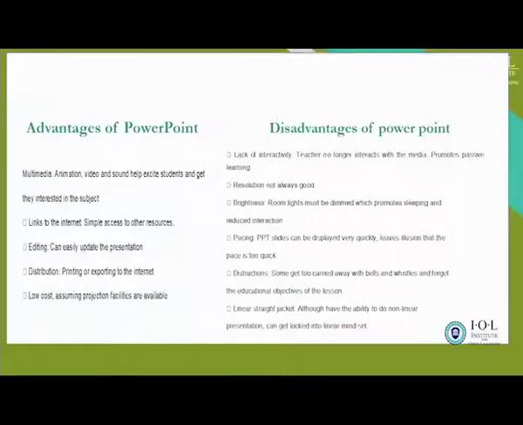And then editing, one advantage is editing. Sometimes you just typed and you didn't get time to read through, and a learner can say, ma'am, there's a word missing, or there are words that are repeating. As a teacher, you can immediately edit, erase what is not needed, and then add what is needed.